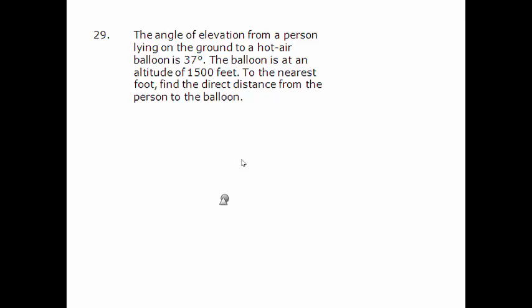Okay, for 29, the angle of elevation from a person lying on the ground to a hot air balloon is 37 degrees. The balloon is at an altitude of 1,500 feet. To the nearest foot, find the direct distance from the person to the balloon.